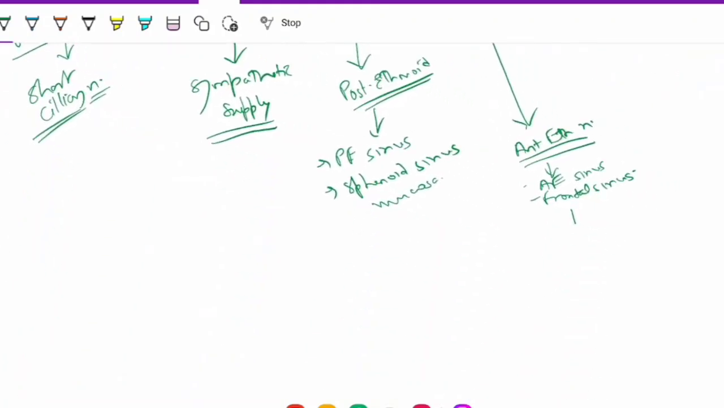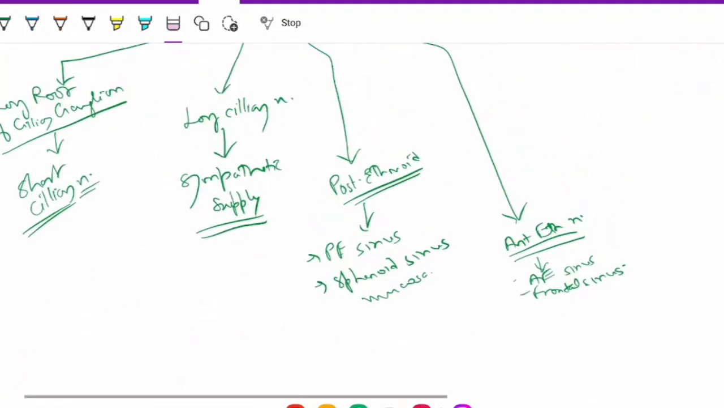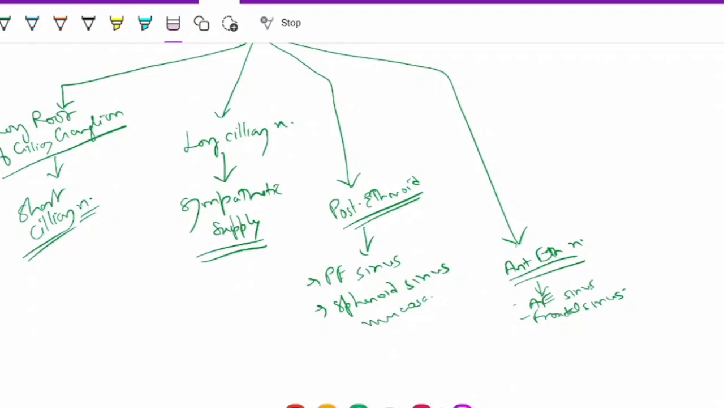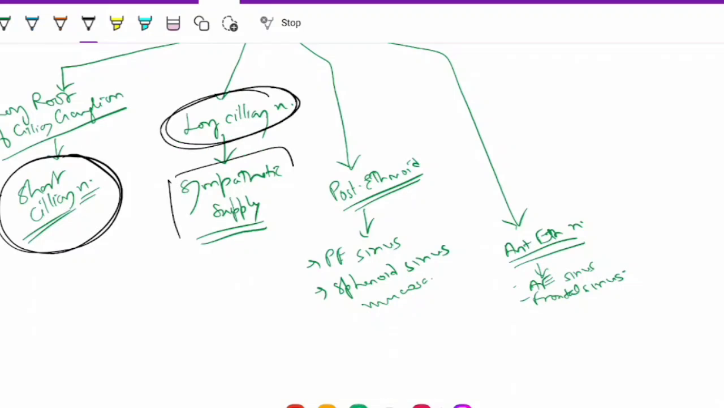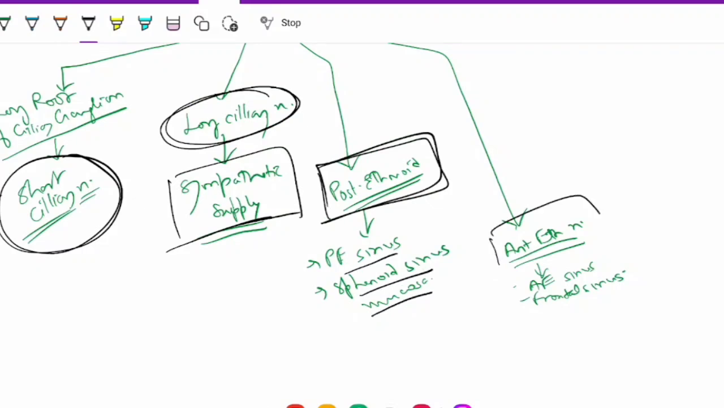So these are your branches at the level of the orbit. What are the branches at the level of the orbit? One was the long root of the ciliary ganglion giving rise to the short ciliary nerve. Then there was the long ciliary nerve, which was responsible for sympathetic supply. Then there was the posterior ethmoidal nerve, which is responsible for the posterior ethmoidal sinus, inner sinus mucosa. And then there was the anterior ethmoidal nerve. First of all it supplies the anterior ethmoid sinus, frontal sinus, and then it continues to give off branches at nasal cavity level. I hope this much is clear.